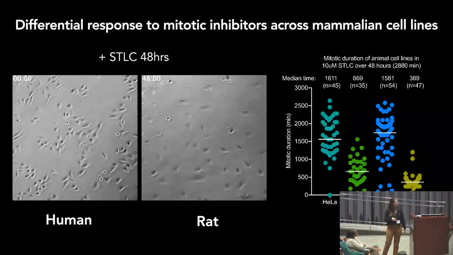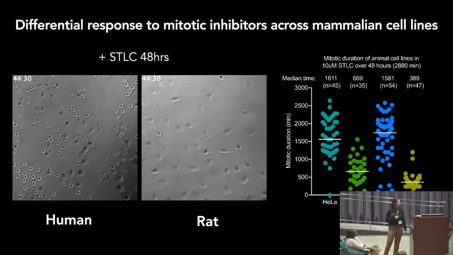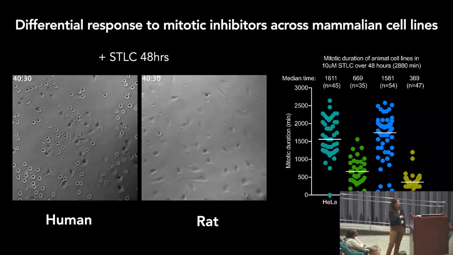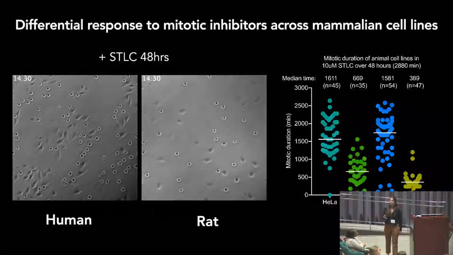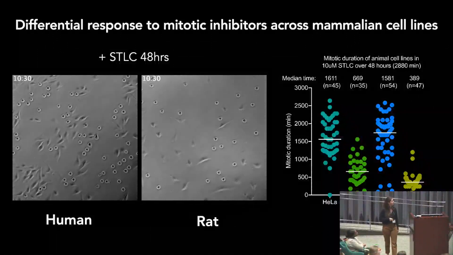But when you start screening this across species, and this is work done with a really great rotational student I had, we can see that they behave really differently. If you look at these rat cells, they escape mitosis pretty quickly, and they enter into a G0-like state, escaping from mitosis. And so I'm really interested in following up what's going on here.